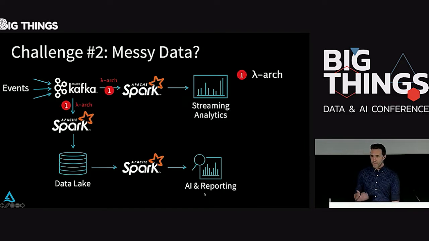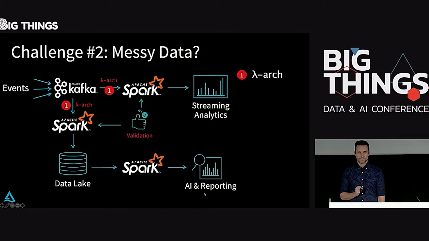And so a pattern I see is people will start writing extra scripts that do validations. So this is a whole other set of Spark programs that are just checking the quality of your data, and they're emailing somebody if something goes wrong. And again, because we have the Lambda architecture, we have to do this both for streaming and batch, so it's another two things that we need to worry about.